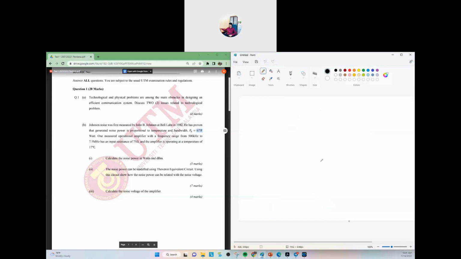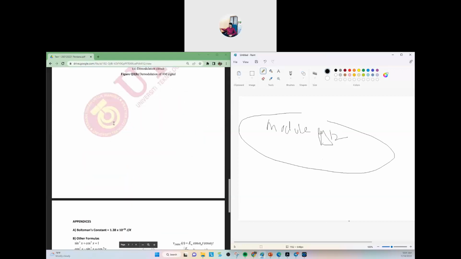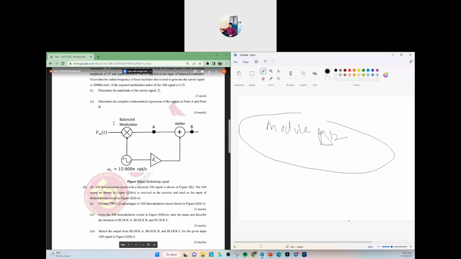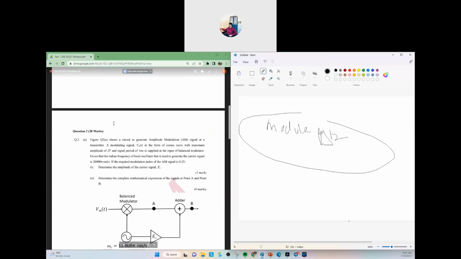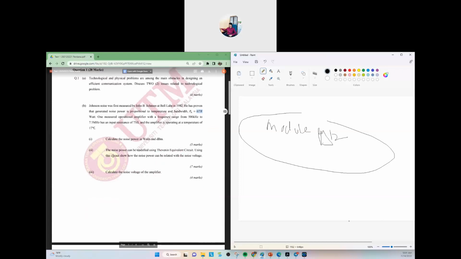Noise voltage of the amplifier. Which page? In the book, page 12. The module is not only page 12, but at least you know it's from page 12. So this one is quite doable. But of course it's a different scenario, because when you answer this you are able to open your slides and books. But can you imagine the real test? You don't have that luxury.